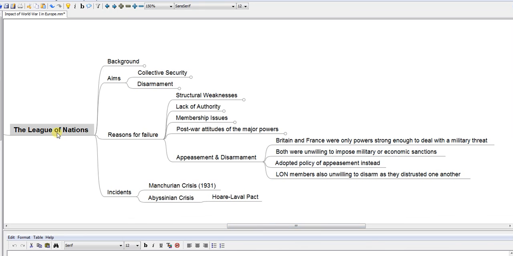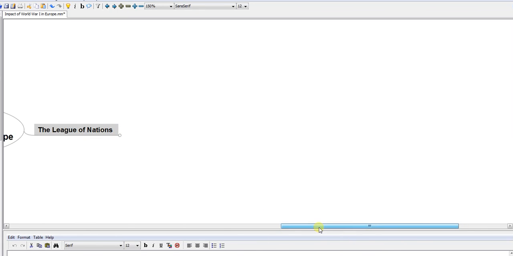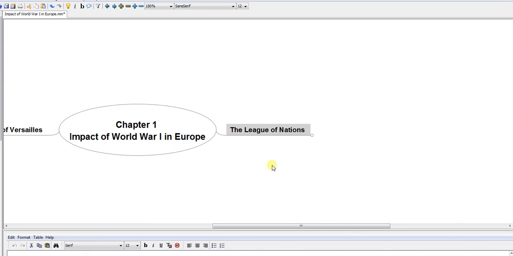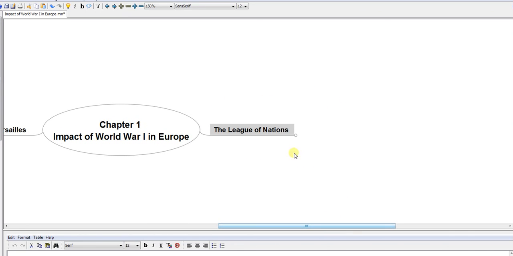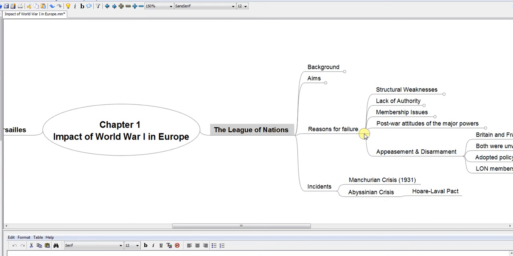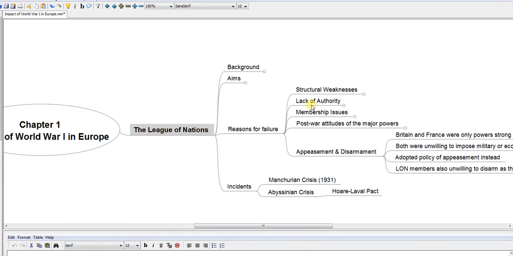Alright, so just to conclude, for this chapter, you need to know about the Treaty of Versailles: the terms of the Treaty, its impact on Germany, and how the Germans responded, whether they felt the terms were fair or not, and whether you feel the terms were fair or not. And for the League of Nations, you have to know its aims, why it was created in the first place, and of course that it failed, and the main reasons why it failed.